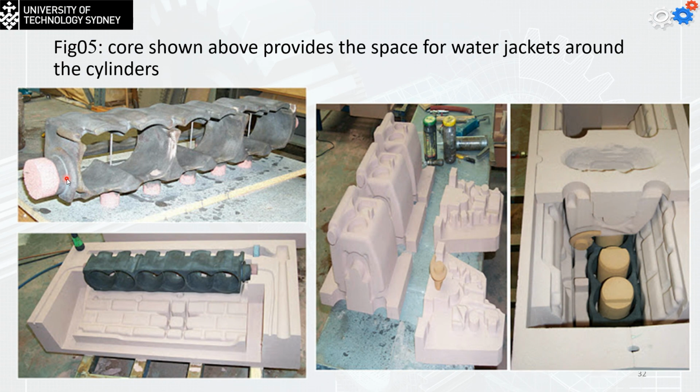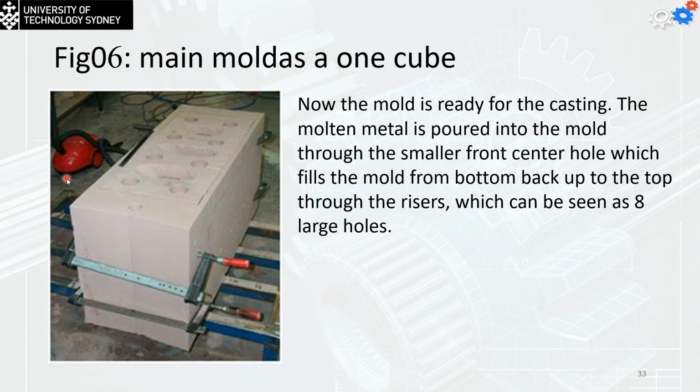The main mold is made by adding all the parts together to make it as one cube. Now the mold is ready for the casting operation.